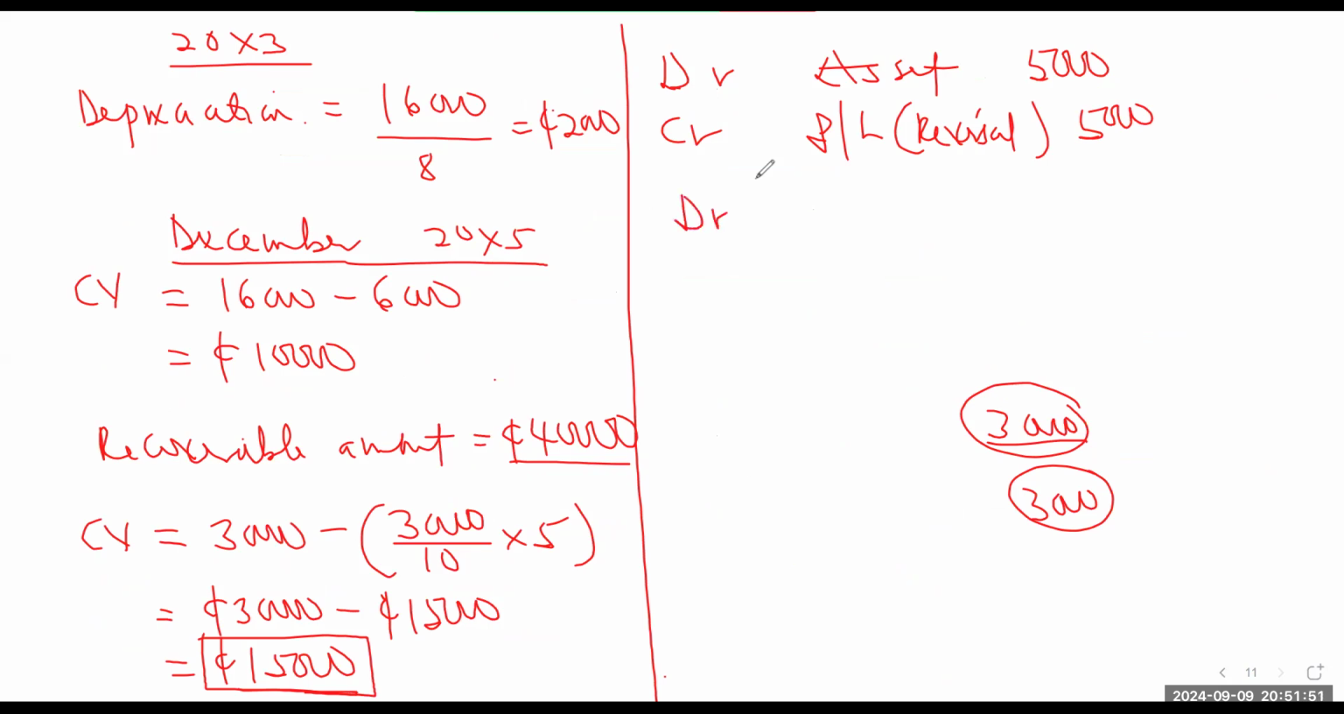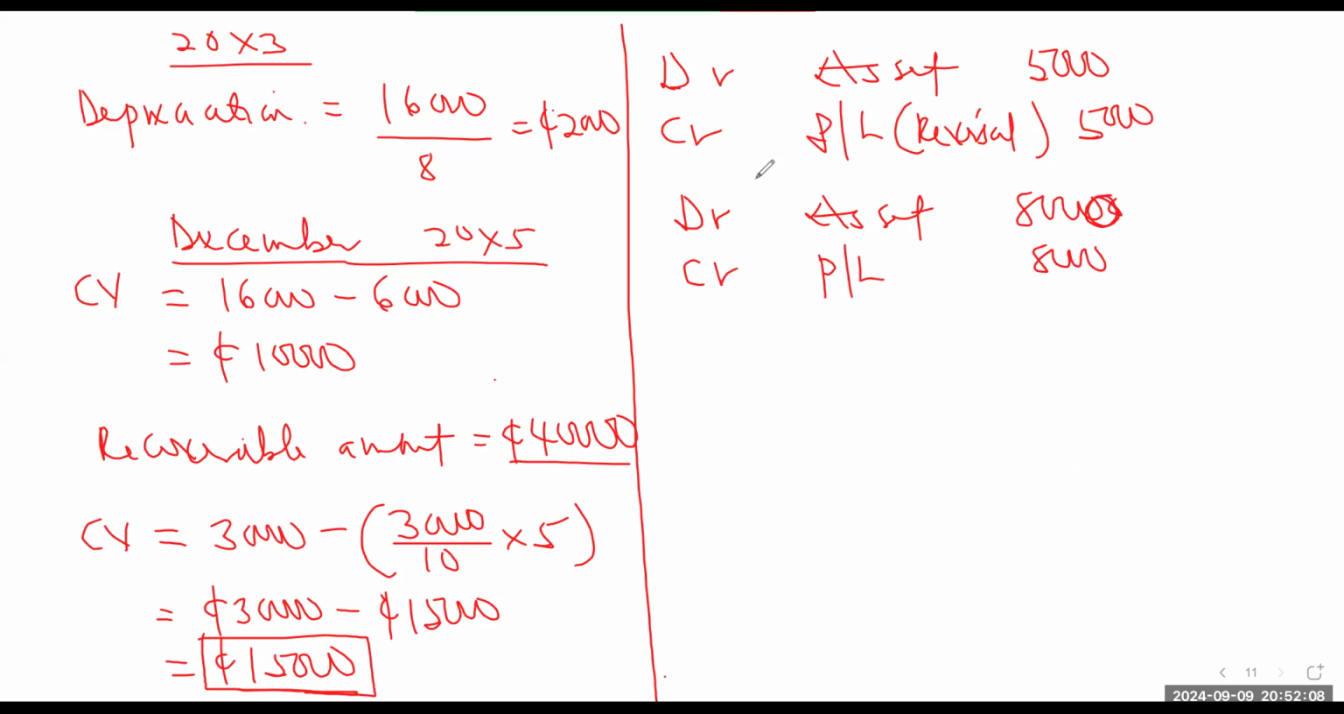So this can also be done like this. You can reverse the entire impairment by debiting the assets of 8,000 and crediting profit or loss of 8,000. But there was an undercharge of depreciation of 3,000. So you debit profit or loss of 3,000, because depreciation is an expense, then depreciation reduces the asset, so you credit the asset of 3,000. At the end of the day, the effect will be the same.